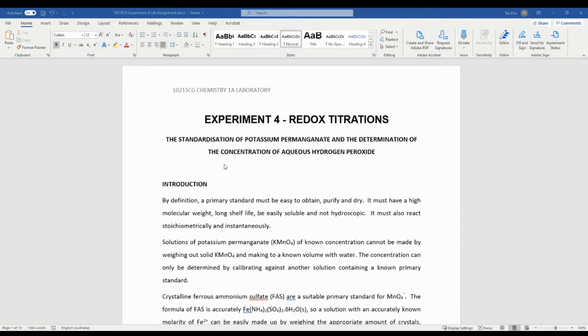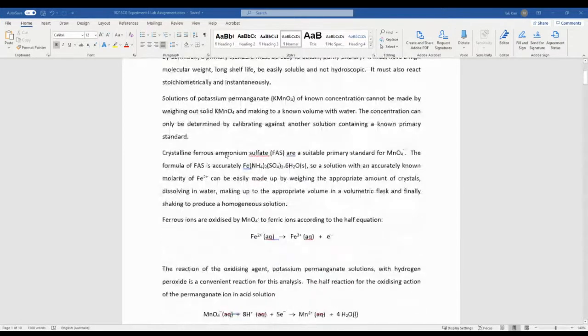which are potassium permanganate and hydrogen peroxide. You'll need to do a series of titrations for finding out the exact concentration. To do that, you have to start with something known to you. Because of that, you'll need to make your own standard solution using ferrous ammonium sulfate.